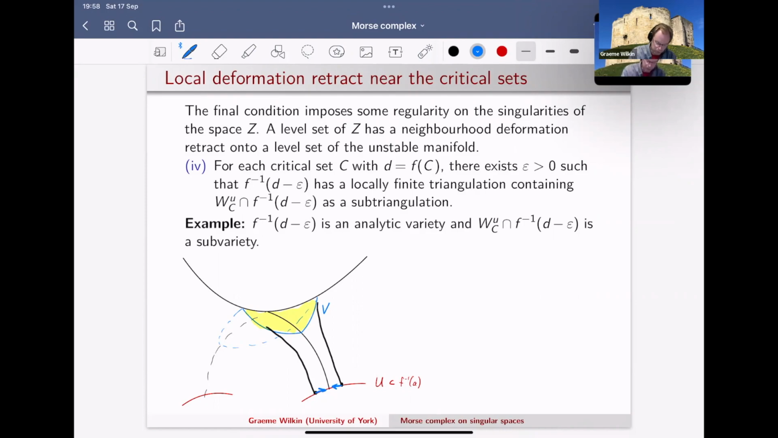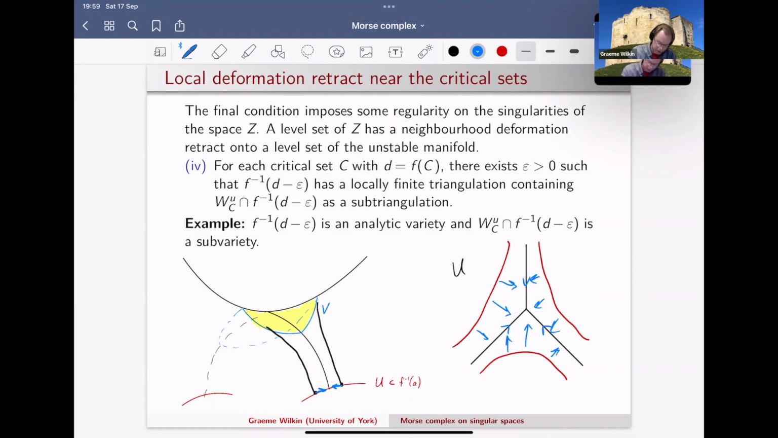Okay, so maybe I could just draw another schematic of what U might look like. So for example, U could be some singular set that looks something like this, and we're retracting this way. Or maybe U might be some neighborhood of that. So I'm just going to go up a dimension and say that U is some neighborhood of this set, and this is the intersection. There's 3 lines of the intersection of the unstable set. And then you want to retract in towards this set like that.